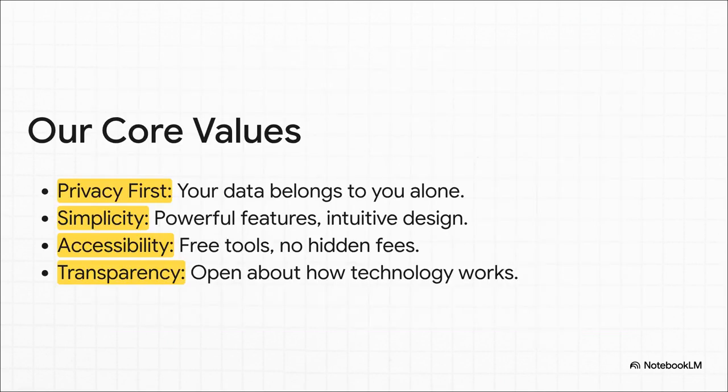So these core values, they're not just corporate buzzwords. They're direct answers to all those headaches we just talked about, right? You've got privacy first, that deals with the data worries. Simplicity, that's the antidote to that overly complicated software. Accessibility, well, that means it's free, so goodbye subscription fees. And finally, transparency, which is all about building trust by showing you exactly how the tech works. And it's that privacy first promise that I really want to dig into.